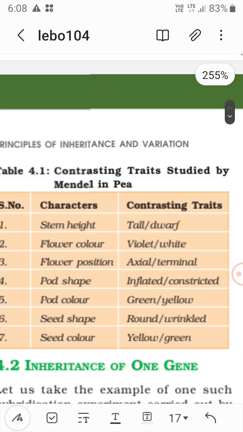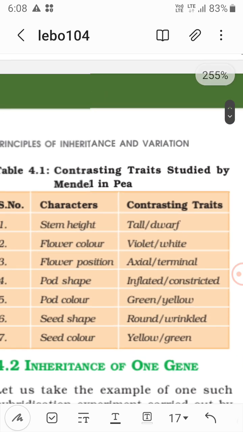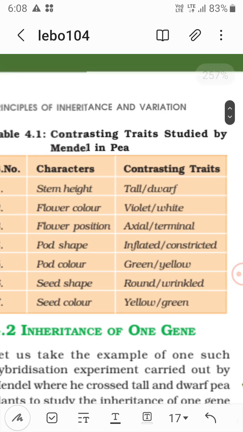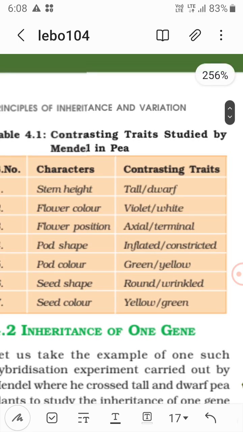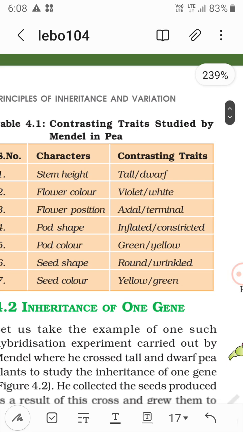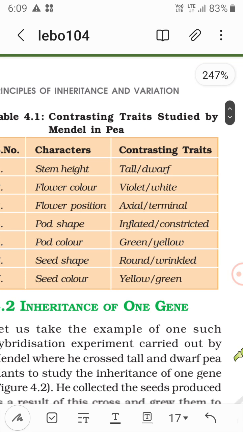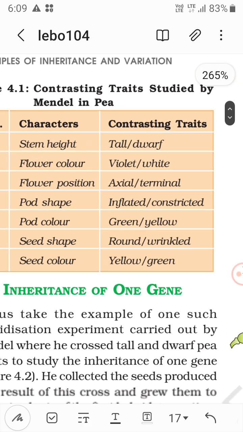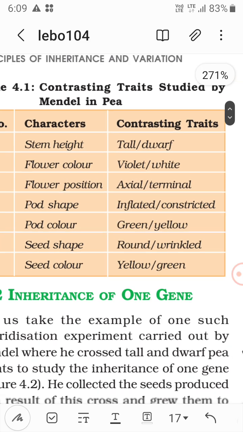Stem height, that is tall or dwarf. Flower color, that is violet or white. Violet is the dominant, white is the recessive. Flower position: axial is the dominant and terminal is the recessive. Pod shape, that is inflated, that is full, and constricted, which is recessive. Pod color, that is green and yellow. Seed shape, that is round and wrinkled, and seed color, that is yellow and green.